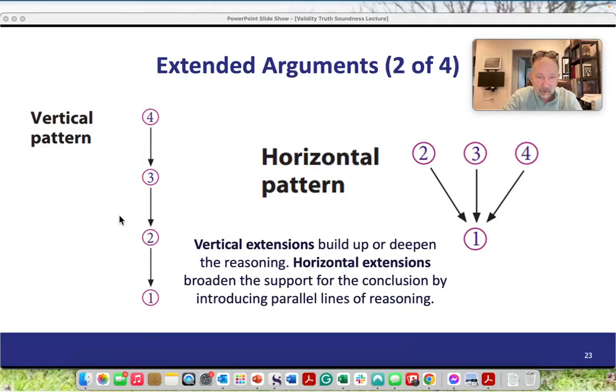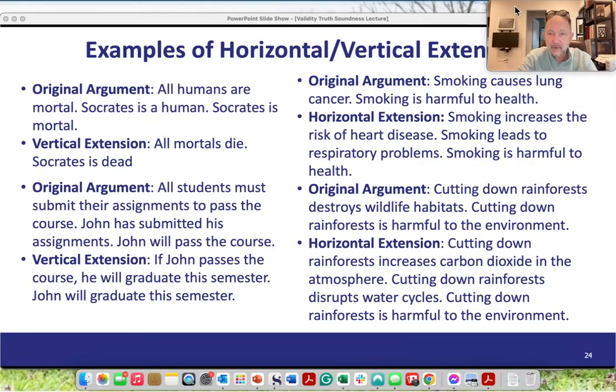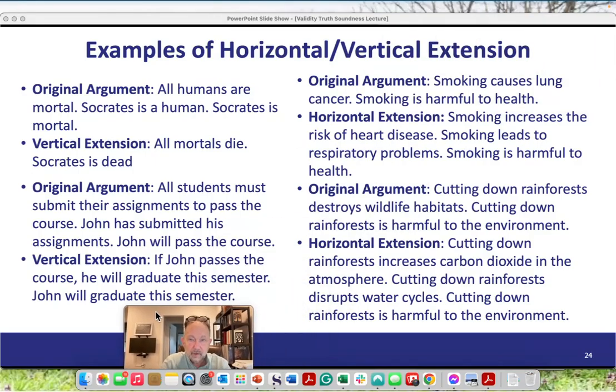So all this is a chain, and as you descend through this reasoning, you're going deeper and deeper into whatever topic you're talking about. This horizontal extension is broadening support for one conclusion, whereas this is leading to multiple conclusions. Broadening is the word I want, broadening one conclusion. So this is an example of horizontal and vertical extensions.